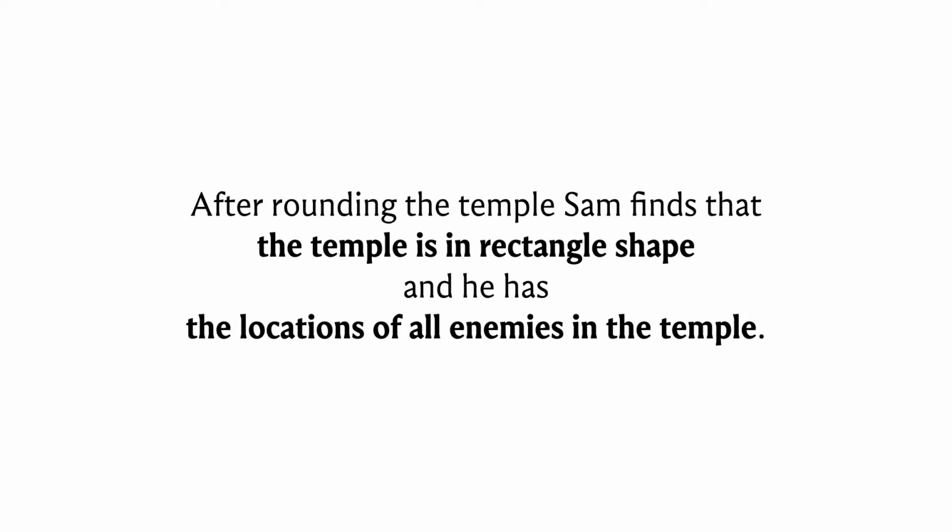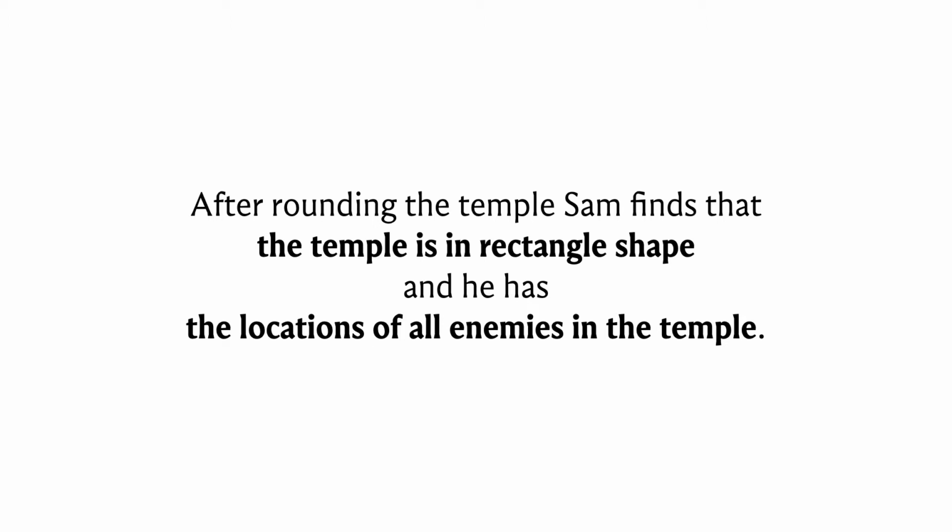There's some sort of a war in the background, and at some point our protagonist Sam has ended up in a temple which has some of his enemies. It turns out that the temple has a rectangular shape, and Sam has the locations of all the enemies in the temple. It may sound like this is something to do with coordinate geometry because we're given a rectangular region and maybe the locations are points, but if you take a closer look at the problem statement, the situation is actually a lot more discrete.